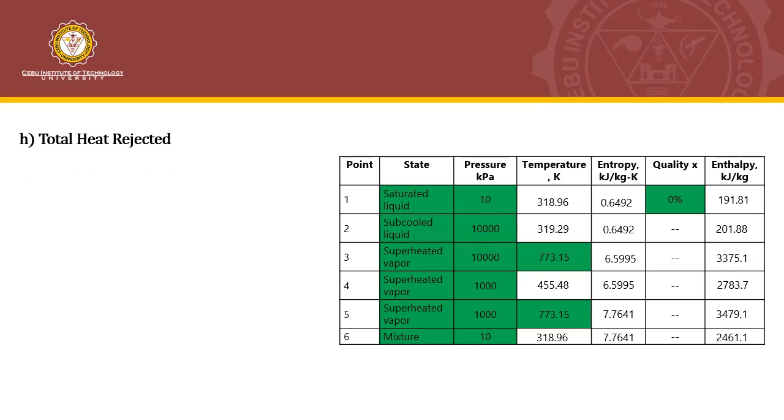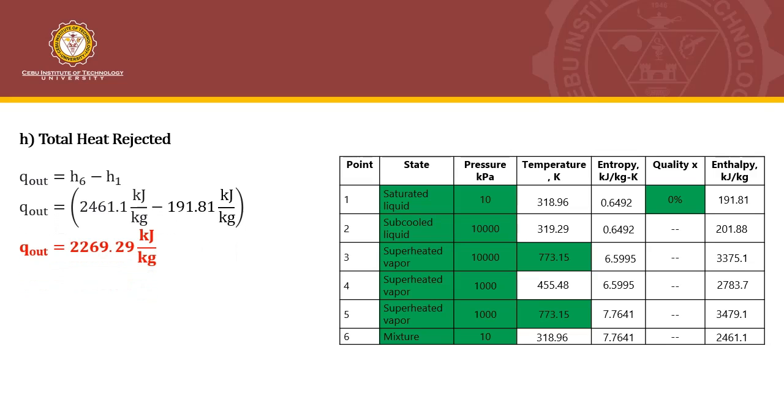To continue, the total heat rejected can also be computed using H6 minus H1, which is the difference of the enthalpies at the condenser. Substituting the value from the table, we can also get the value of the total heat that is rejected. That is 2,269.29 kilojoules per kilogram.